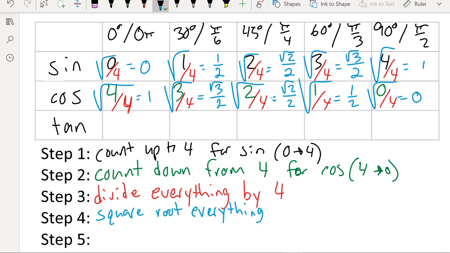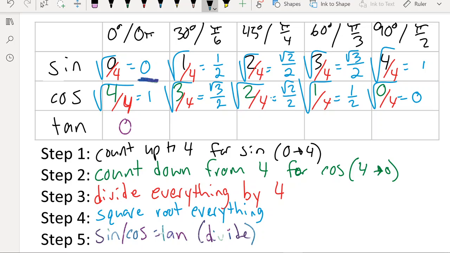We're almost completely done. The only thing we're missing is just this last tangent row. Well, if you're familiar with some trick things for tangent, sine over cosine equals tangent, aka divide. So divide the values that you have for sine and cosine, and you'll get your tangent. So 0 over 1, right? 0 over 1. Let's make that a little darker. There we go. 0 over 1 is 0, so tangent is 0.